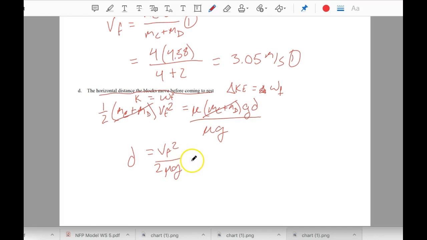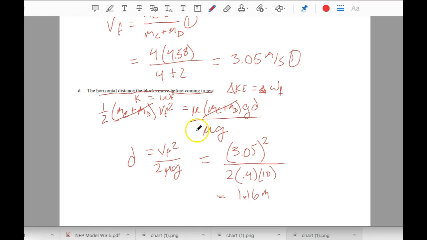Now that we know what our equation is, we've got mu g on this side, and we've divided both sides by mu g, so that's why we end up with what we do, because we're looking for d. And so now we just got to go ahead and plug everything in. Our final velocity we know is 3.05 meters per second, but we got to square it, and we're going to take that divided by 2 times our coefficient, which is 0.4, and then gravity, which is 10 meters per second squared. If you do your math, you'll end up with 1.16 meters.